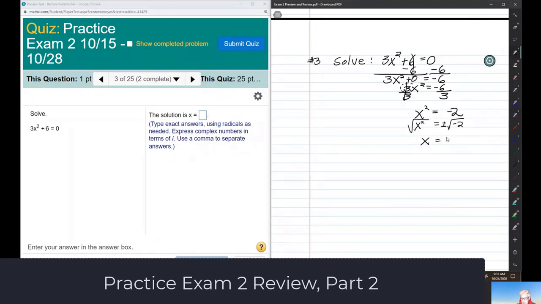And this is going to be plus or minus the square root of negative 1 times 2, which is x equals plus or minus the square root of negative 1 times the square root of 2, which will be x equals plus or minus i times the square root of 2.